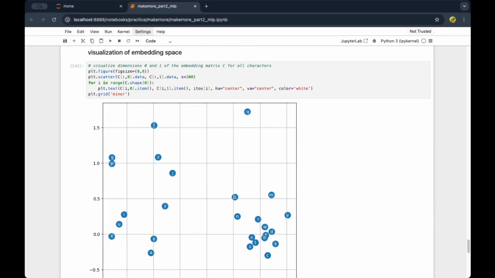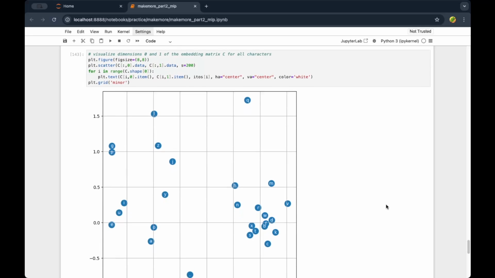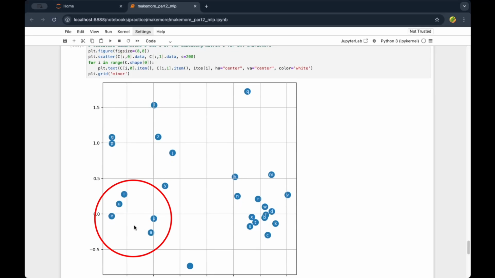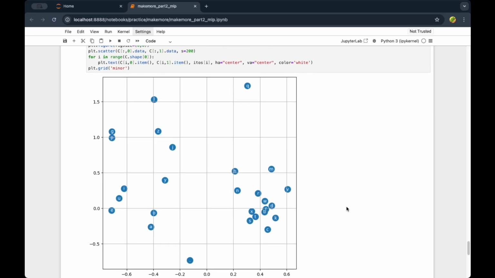At last, let's take a look at the trained 2D embedding space. It's very interesting to see that all the vowels are grouped together. That makes sense because vowels play similar roles in a name. Some characters are far away from all other characters. That means their roles in a name are unique or rare. Q is rarely used in a name, and dot only denotes the beginning or the ending of a name.